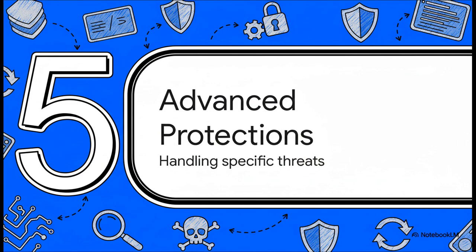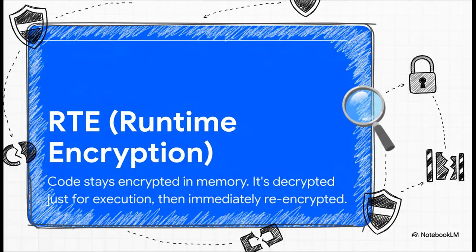Okay, let's get into the advanced stuff. These options are for dealing with more specific threats and give you tight control over the actual environments where your application is allowed to run. Runtime encryption, or RTE, is a seriously powerful feature. It lets you pinpoint the most critical parts of your code, maybe a custom algorithm or a key validation routine, and keep them encrypted even while your app is running in memory. They only get decrypted for the split second they need to execute, and then they're immediately encrypted again.